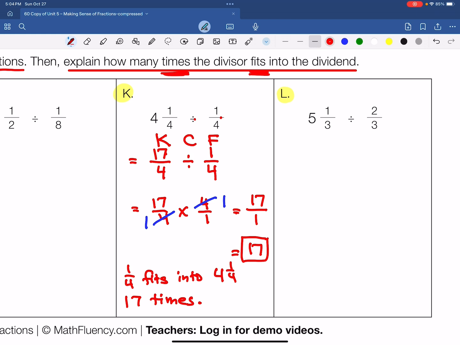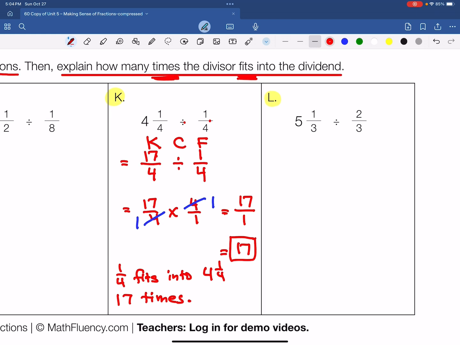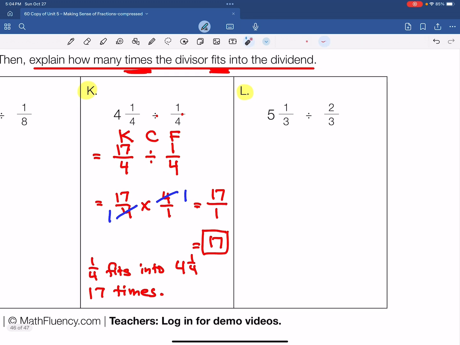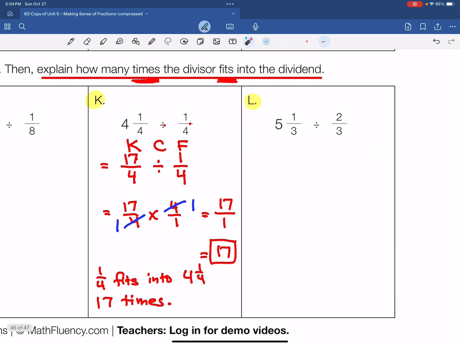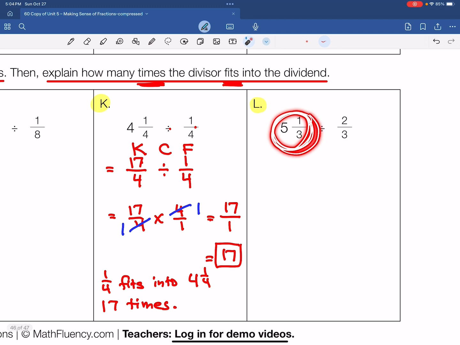Last one, we have letter L. 5 1/3 divided by 2/3. So again, we have a mixed number, which makes things very, very difficult. Let's change it to an improper fraction instead. So write down equals. 5 times 3 is 15. Touch one more, gives you 16. 16 what? 16/3. Touch that division symbol before you bring it down. Touch the 2/3 and then bring it down.